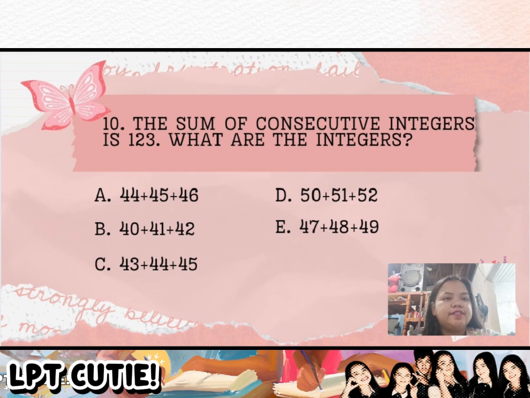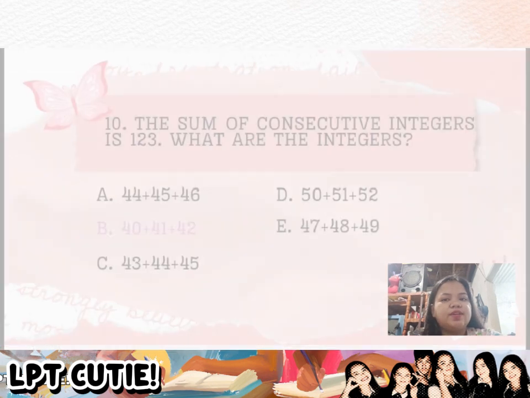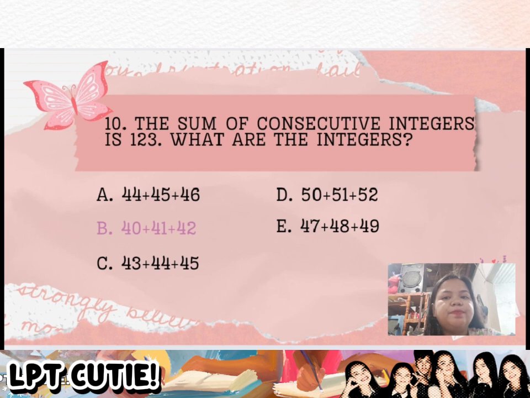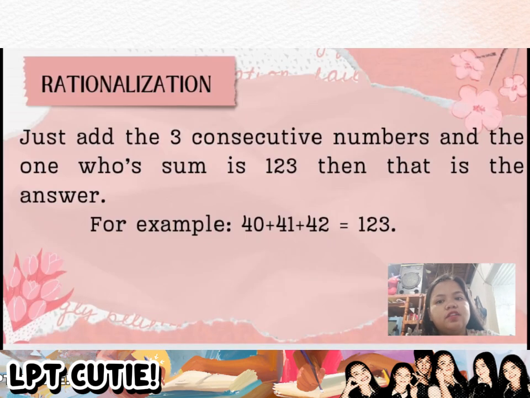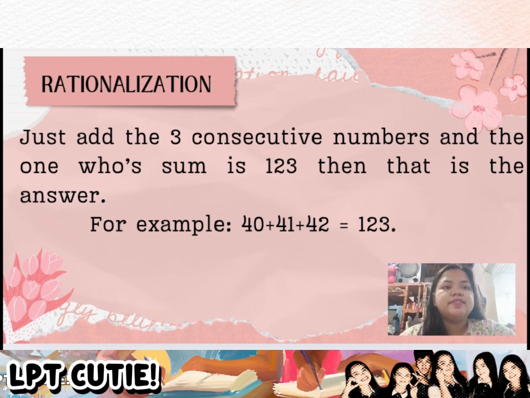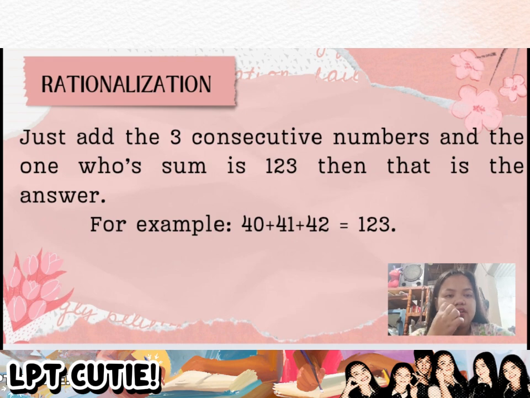Okay, so it's letter B, 40 plus 41 plus 42. So this one is just very simple. Just add the three consecutive numbers and the one whose sum is 123, then that is the answer. So let's add 40 plus 41 plus 42, and it's equal to 123. Very good. So how about letter A?